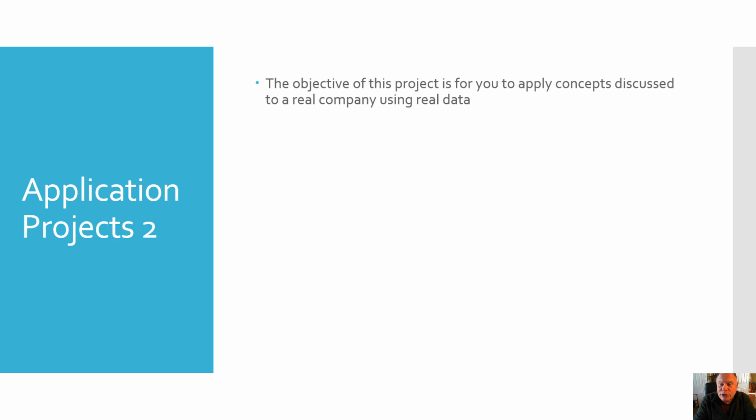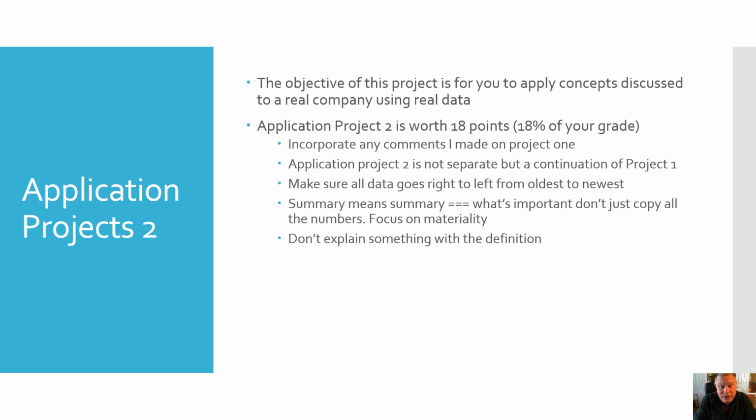Application Project 2. Again, the application projects are for you to apply the concepts to a real company using real data. It's worth 18% of your grade. A few things. Incorporate any comments I made on Project 1. Application Project 2 is not a separate project. You need to integrate Project 1 and 2. Make sure all your data goes right to left from oldest to newest, because we're going to create some graphs going forward when we move to forecasting.